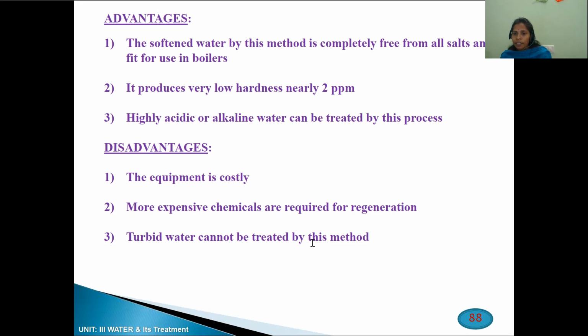If the water is having turbidity, if the water is having mud particles, what is happening here? The mud particles will get stuck inside the resin, because the resin is having a porous structure. It is having hole-like structures. So in the holes, the mud particles will get stuck. So the efficiency of the resins will be reduced by using turbid water. So we are not using turbid water in the ion exchange method. So this is about the ion exchange method.